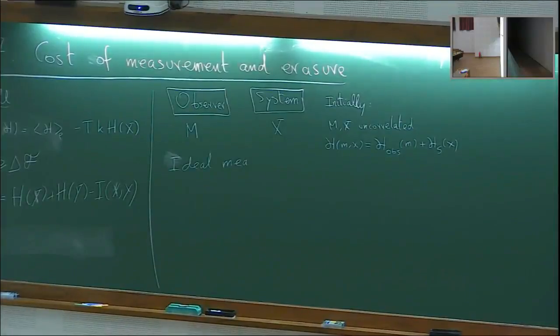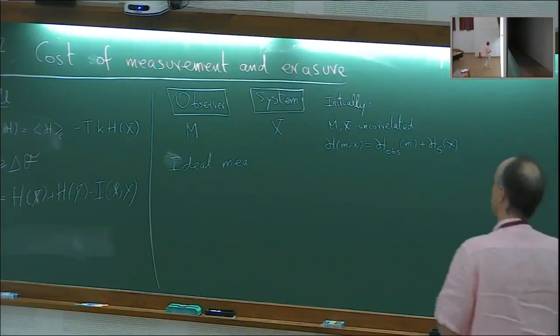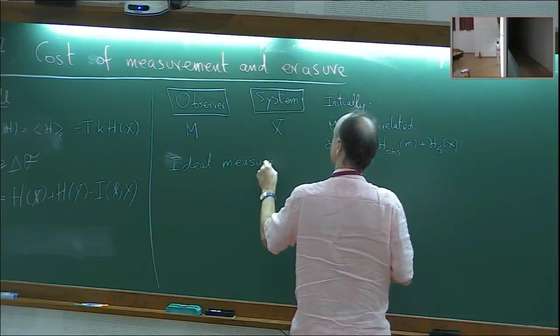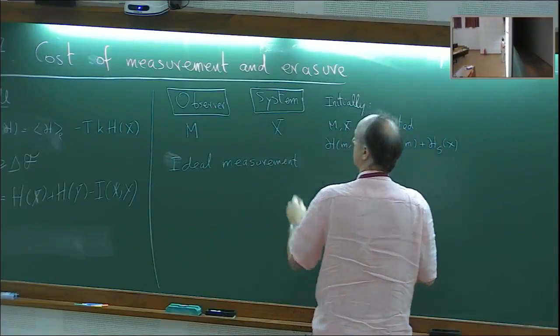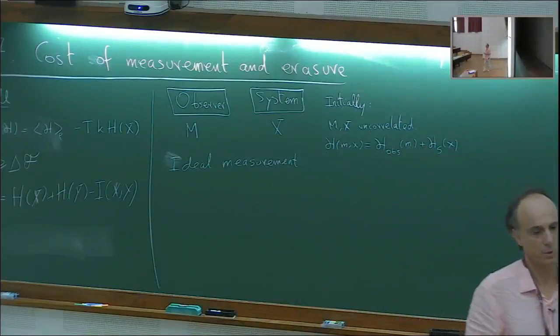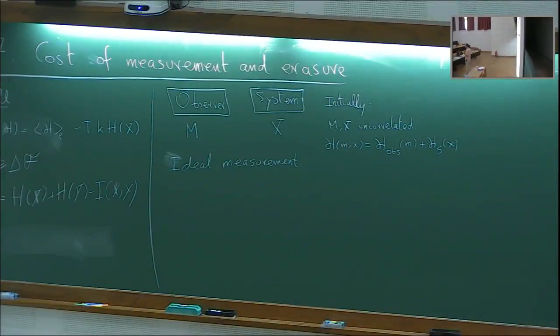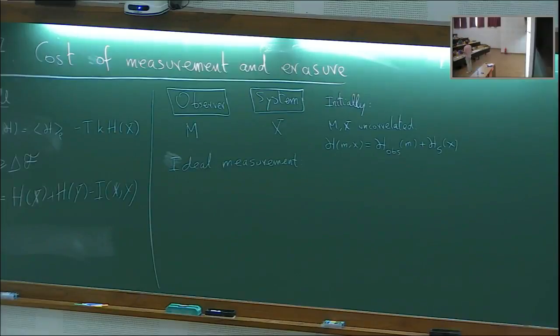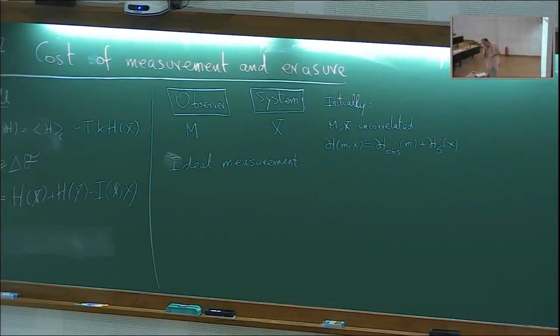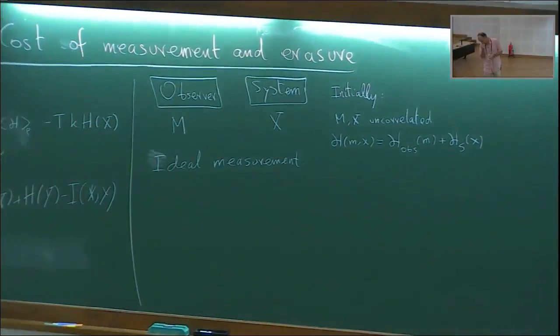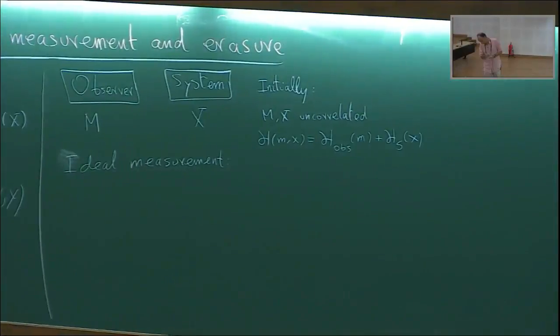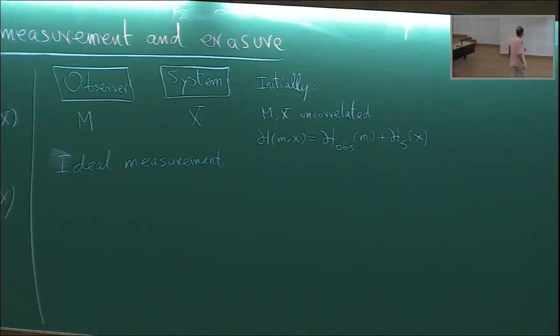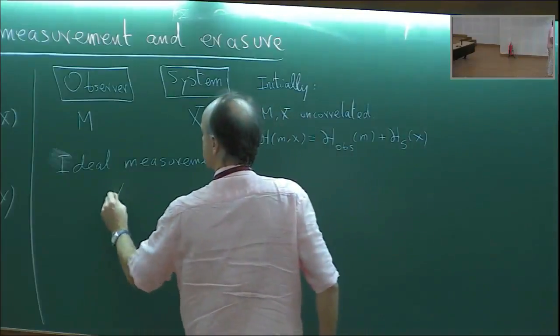So in an ideal measurement, you can take this as a definition, my goal is that the system is not affected by the measurement. Let's say that in classical mechanics we can do that. So in the ideal measurement, initially they are independent, and in the measurement X doesn't change.